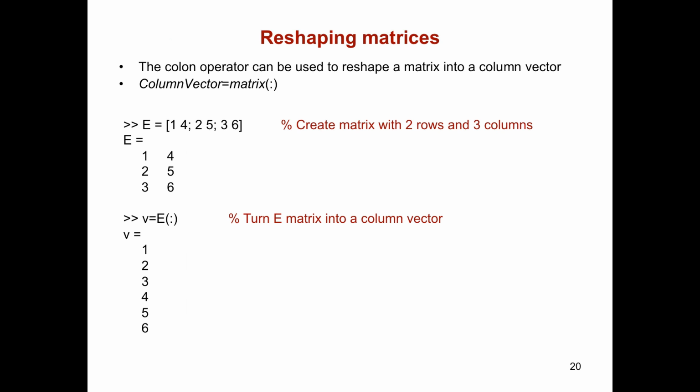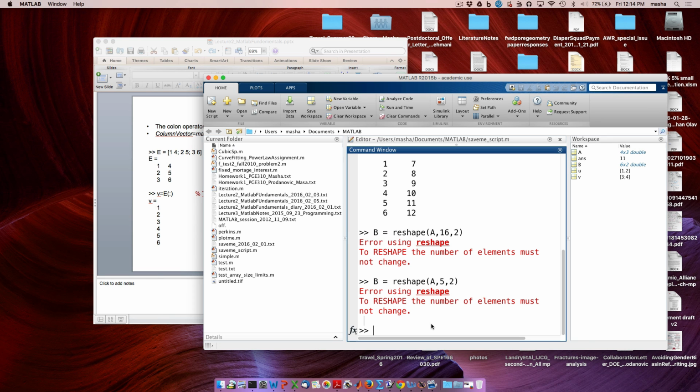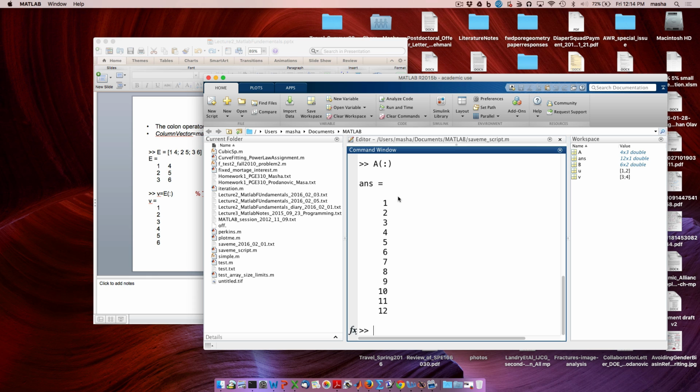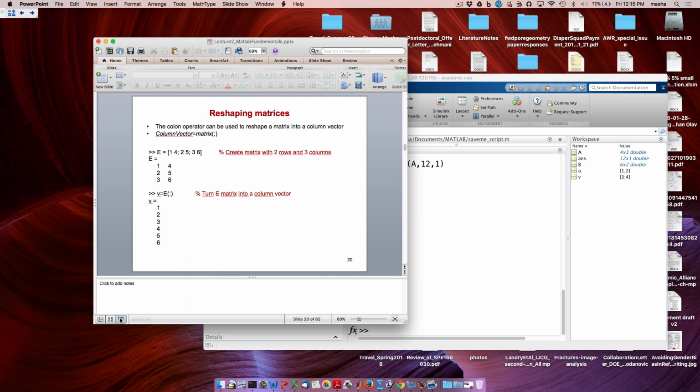So basically, if you try this with the matrix A, it's just all of the elements in one column, okay? Which is the same as reshape A 12, 1. Yes? So these are two equivalent ways, so this is just a shortcut. Questions? Okay. Simple so far.